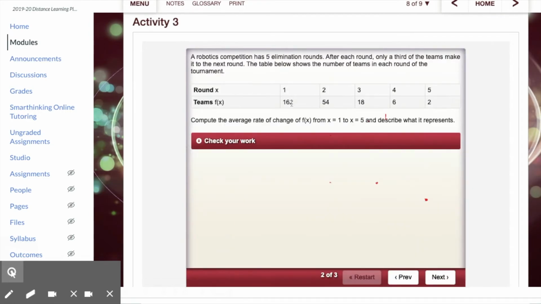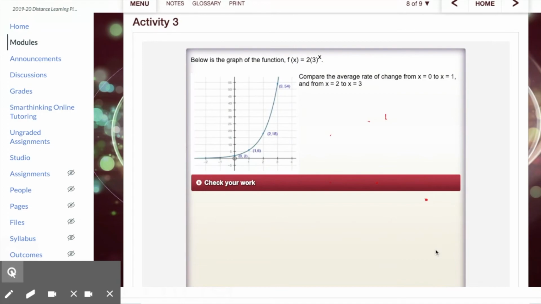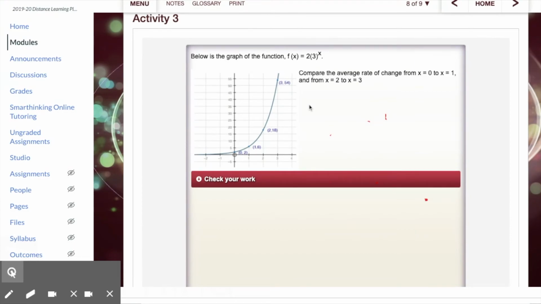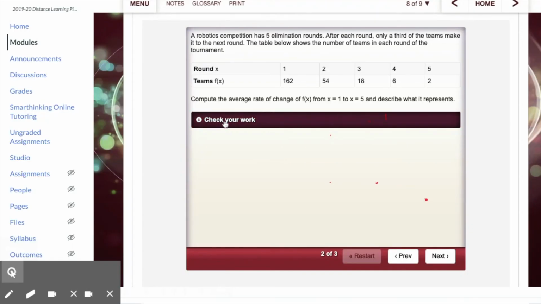And for question number 2, we've got, again, elimination in rounds. We're going from 1 to 5. So we're going to take a look at this. And for example number 3, it looks like we have a question with a graph. So we're comparing the average rate of change from 0 to 1, and then from 2 to 3. We're going to take a look at that as well. All right, so here's what I've got for example number 2. I'm going to try to do this on the screen.